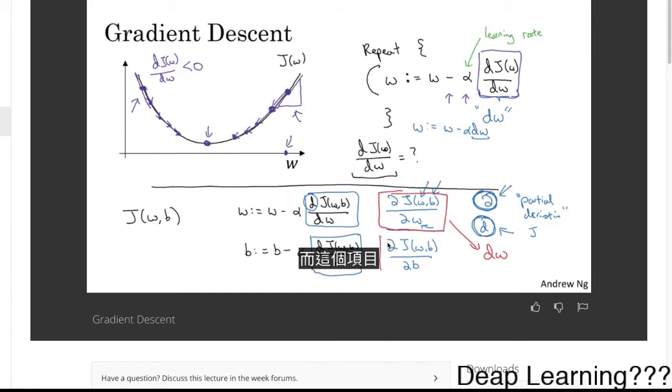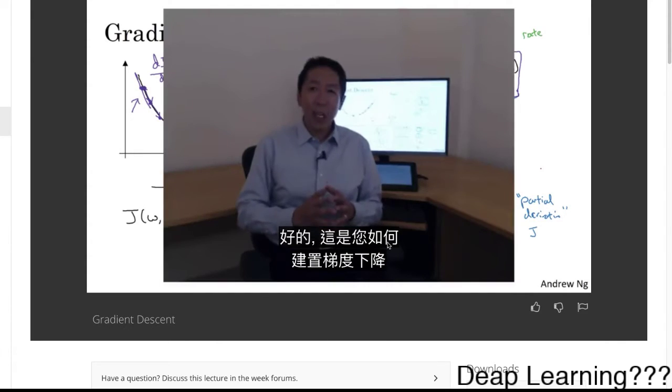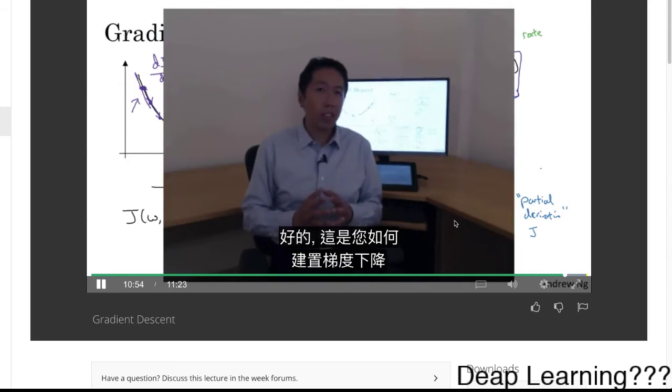And this quantity, the amount by which you want to update b, will be denoted via the variable db in your code. Alright, so that's how you can implement gradient descent.